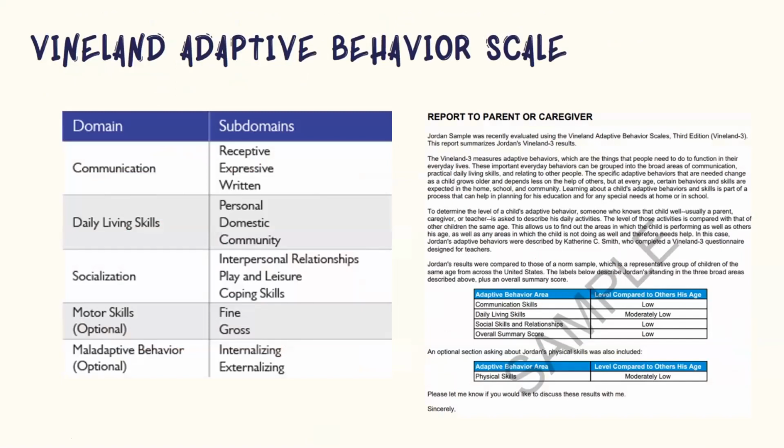The left picture shows the domains being assessed. There are communication, daily living skills, socialization, motor skills, and maladaptive behavior. This Vineland is a standardized measure of adaptive behavior, how they function in their everyday life. On the right side is an example of a report, just an example of a child. From here you can see the communication skill is low and the daily living skill is moderately low. So this is just an example. Okay, next.